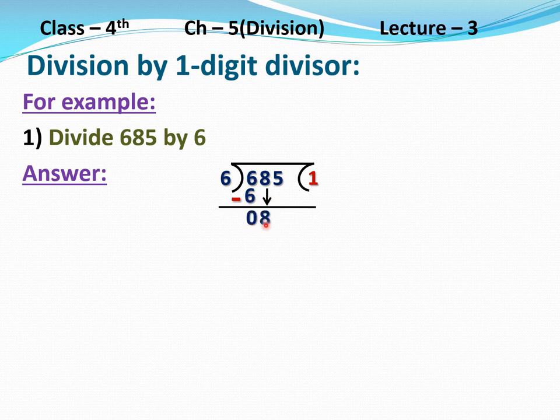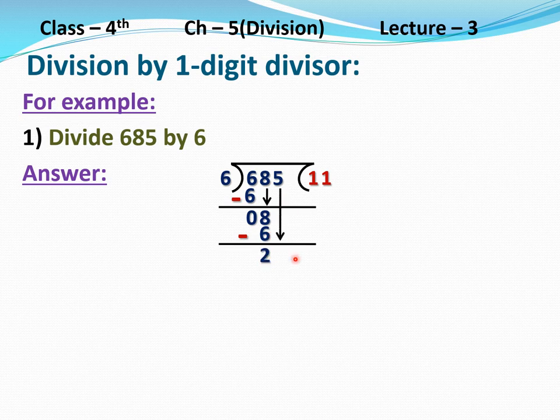Now take next number, that is 8. Now multiply this 6 by that number so that it is equal to 8 or less than 8. It should not be greater than 8. 6 multiply 1 equal to 6. Okay, write 1 here and write 6 here. Now we will do subtraction. 8 minus 6, 2. Write 2 here.